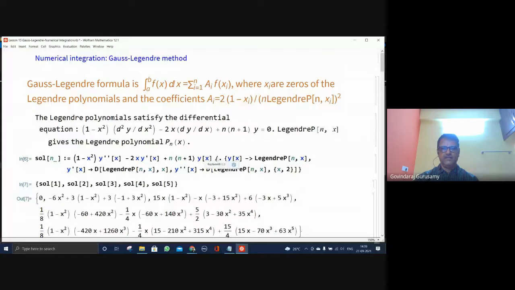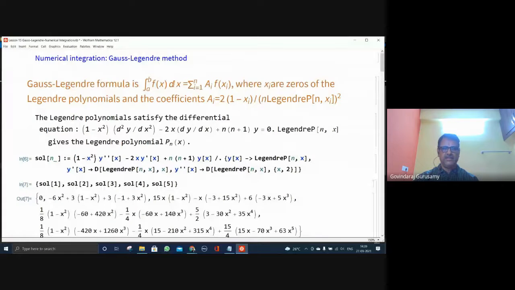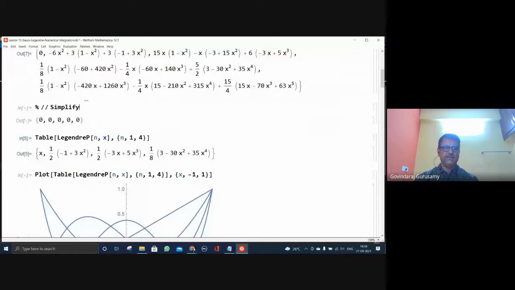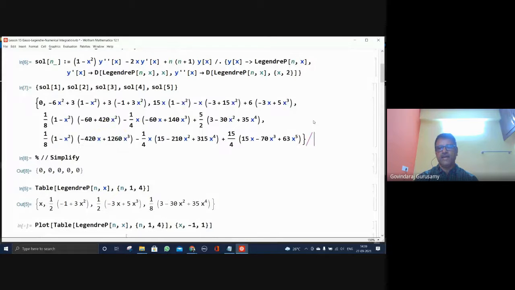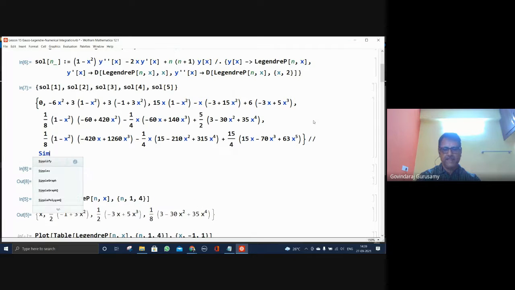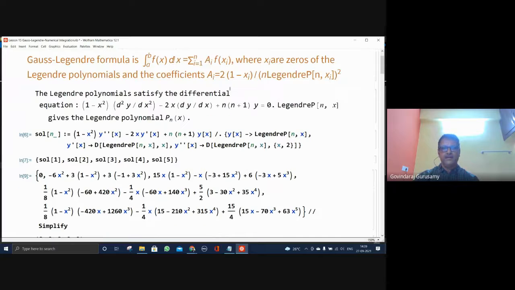Okay, it goes to 0 and therefore this equation is satisfied with the solutions you have. So simplify goes to 0. This is the output which you have taken here. Or you can, as I said, put a backslash, it will become an input and then you simplify it. It goes to 0. So we have confirmed that these are all the solutions to this Legendre polynomial and this is the corresponding differential equation.